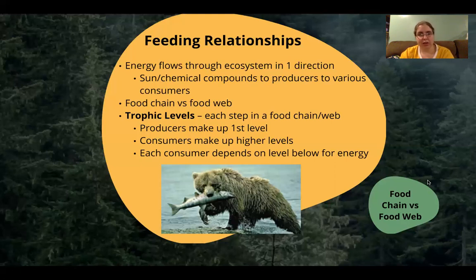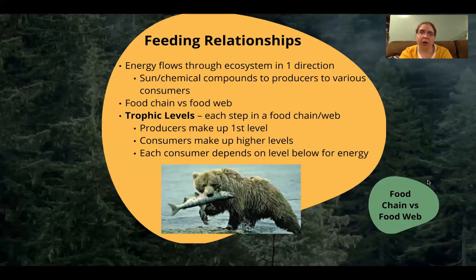All right, we are going to talk about food chains versus food webs. A food chain is simply looking at one path of energy, versus food webs, which look at multiple paths. And in each case, we can talk about something called trophic levels. These are simply the steps, the individual portions of the food chain and food web.